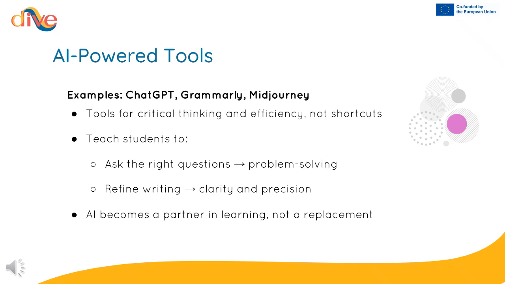AI-powered tools, for example, ChatGPT, Grammarly or Midjourney. As discussed in your video, these tools are not just for cheating. They are powerful assistants for critical thinking and efficiency. A student who uses AI to outline an essay must first master how to ask the right questions, a key problem-solving skill. A student who uses Grammarly to refine their writing is learning to communicate with clarity and precision.